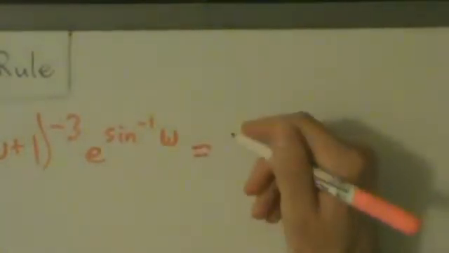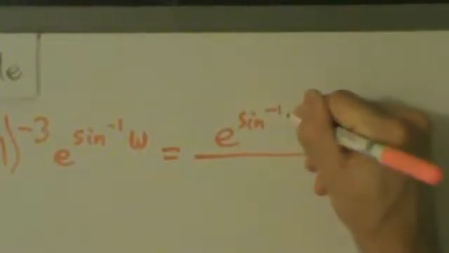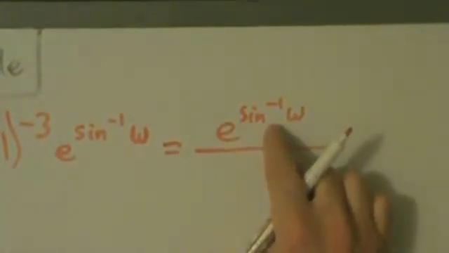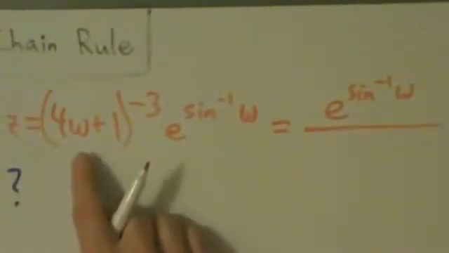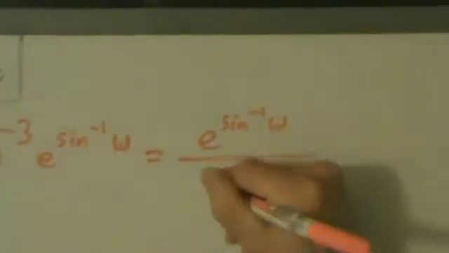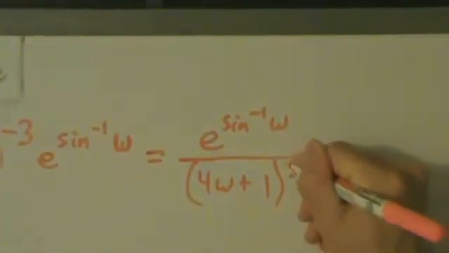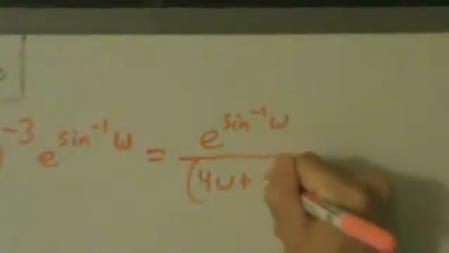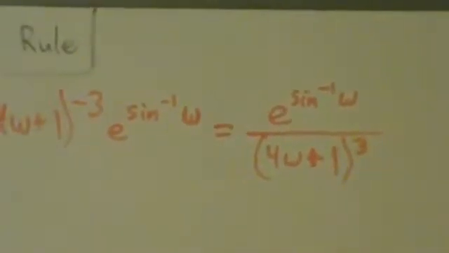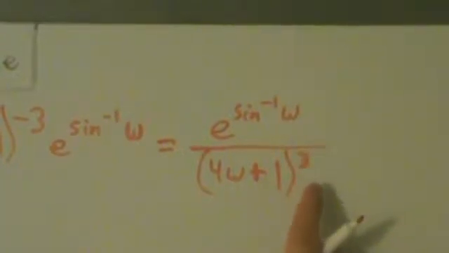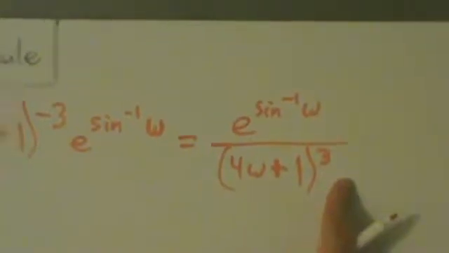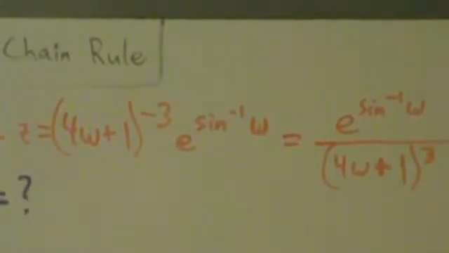So we could rewrite this as e to the inverse sine of w, or we could say arc sine instead. But here, (4w plus 1) to the negative third is the same thing as dividing by (4w plus 1) to the positive 3. Okay? So here's our function z rewritten like this, and we'll do the quotient rule on this. Actually doing the quotient rule really won't be that much more complicated than it would have been to do the product rule here.